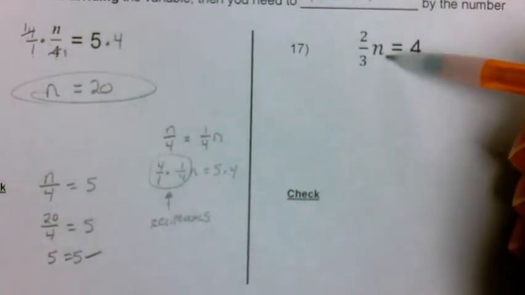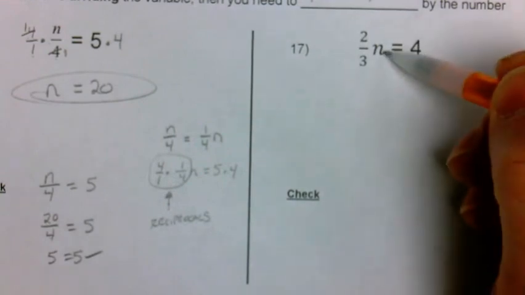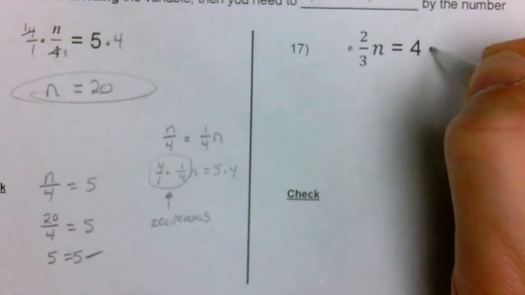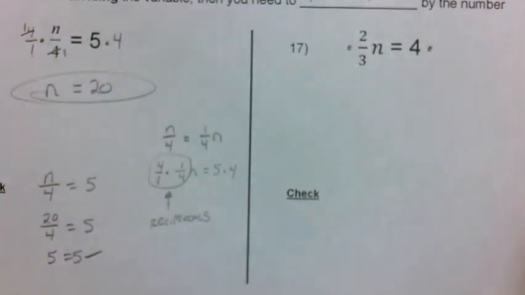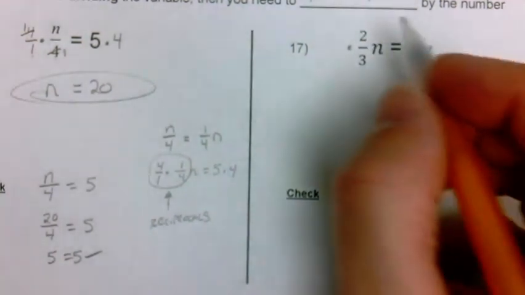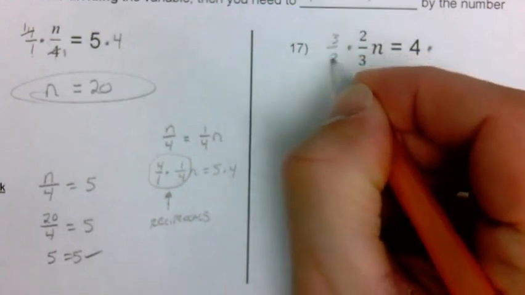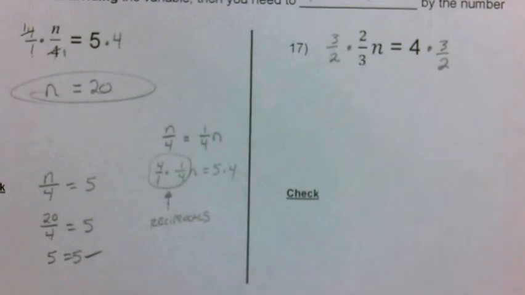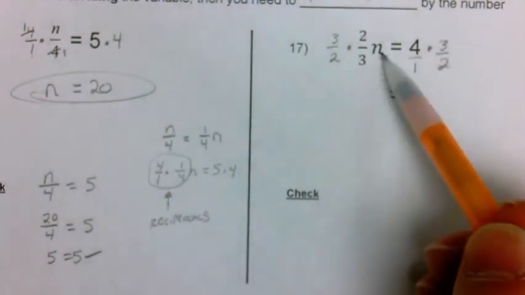2/3 is multiplying n. To isolate the variable n, I'm going to multiply both sides of the equation by 2/3's reciprocal. The reciprocal of 2/3 is 3/2. So I'm going to multiply by 3 halves on both sides. And I'm just going to make 4 a fraction by putting 4 over 1. Now, if I bring my equal sign straight down, how does this help us get the value of n?